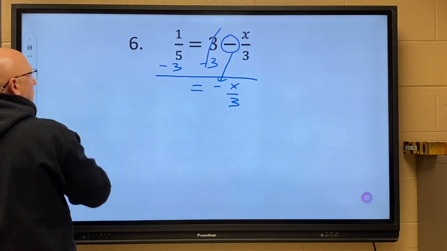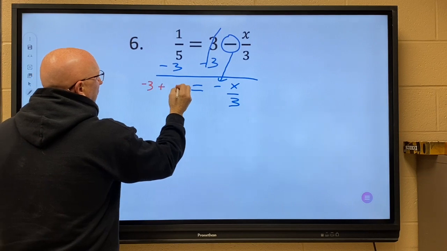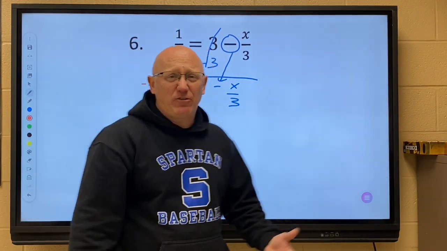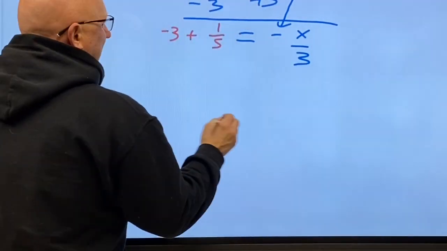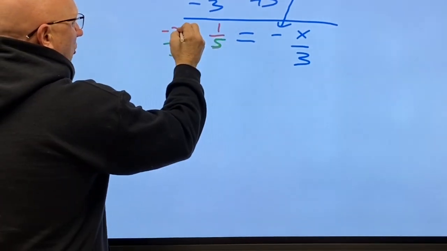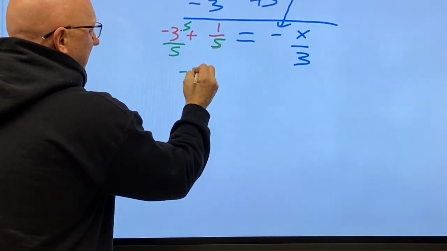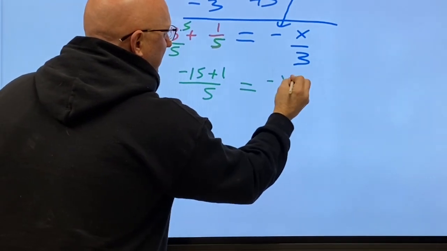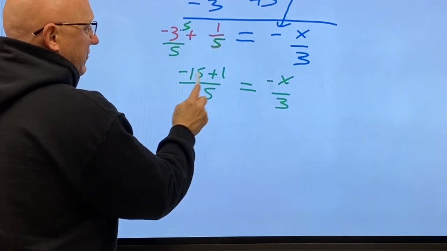Over here, I'm going to rewrite this as negative 3 plus 1/5. And this is where we're going to review adding and subtracting fractions. We have to have a common denominator. And so our common denominator is going to be 5. And as long as I multiply top and bottom by 5, I can find a common denominator. And then it's just arithmetic. Negative 15 plus 1.